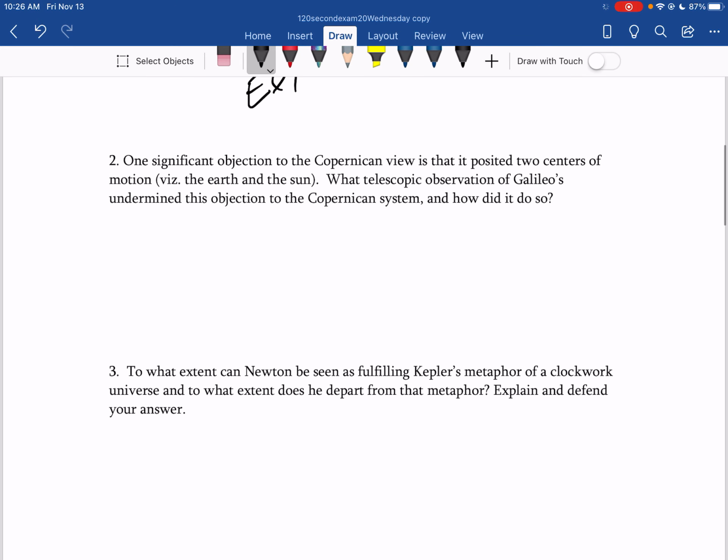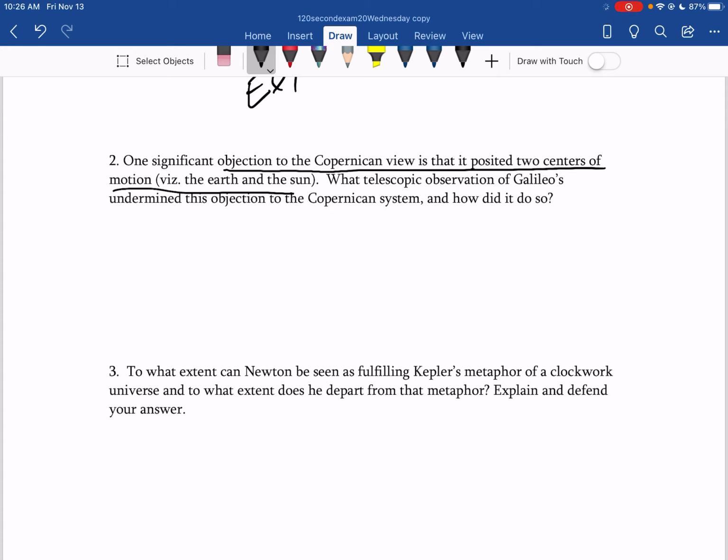All right, the second one, you need to understand the problem you're trying to solve. I got a lot of really irrelevant answers to this one. So you need to understand the objection to the Copernican view that was that it posited two centers of motion. So on the Copernican view, everything goes around the sun except for the moon, which goes around the earth. Whereas on the Ptolemaic view, everything goes around the earth, the moon, the sun, the planets, the fixed stars. And so having two centers of motion rather than one looks like a significant weakness in the Copernican view.